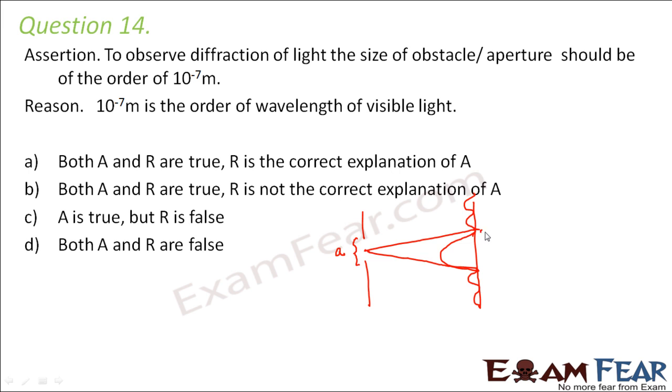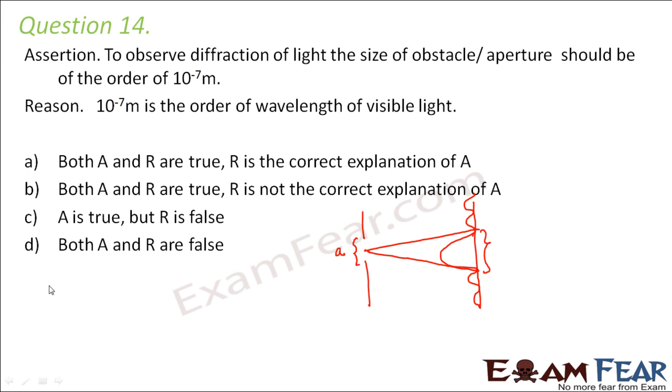Now it has also been observed that the width of the central maxima is inversely proportional to the width of the slit. So if the slit is very wide, like the size of the aperture is very big, in that case the width of the central maxima is very less. So that means the aperture size should not be very big, because if it is, your central maxima is very small, so you would hardly see any diffraction taking place.